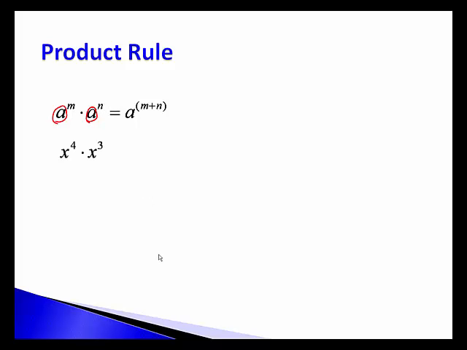And here's what it looks like. If you have x to the 4th times x to the 3rd power, because these two are the same, you have the right to add those exponents, and you get x to the 7th power. It also holds true in a case like this when the base is 2x. As long as this base is the same, what you get is that base. Notice I didn't multiply anything there. I simply wrote the base and added the exponents.